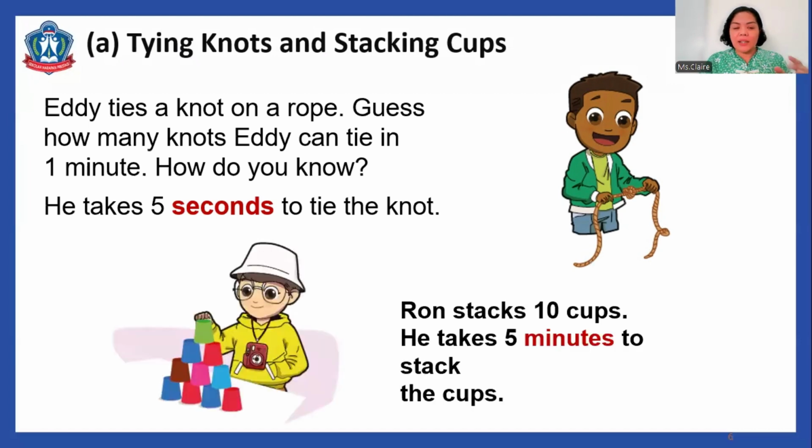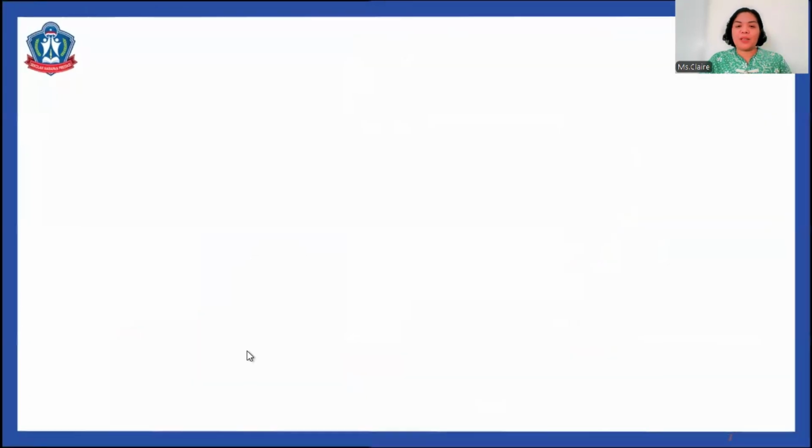On the other hand, Ron stacks 10 cups. He takes 5 minutes to stack the cups. Okay. So, stacking the cups takes longer period, children, because that is 5 minutes. However, tying the knot is a short activity, so it only takes 5 seconds to tie one knot.